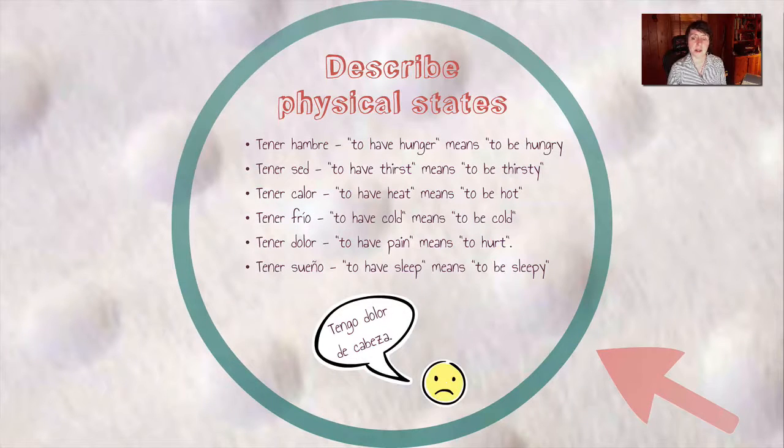So let's describe some physical states with tener. When we have a feeling in Spanish, often, though not always, we'll describe it with tener. So instead of saying, I am hungry, I'll say I have hunger. Or I am thirsty, I'll say I have thirst. To some of you who speak other Romance languages, this will be easy because we do the same thing, for example, in French. Okay, repita por favor.